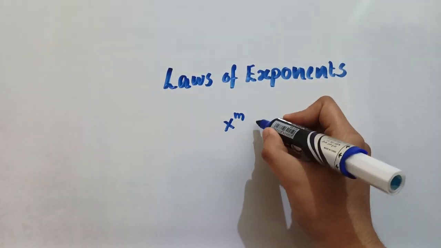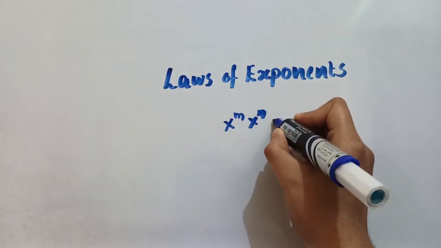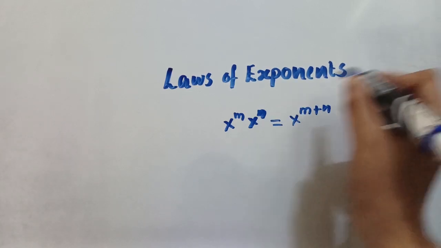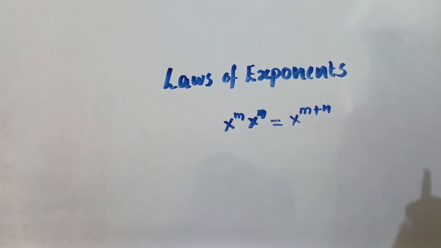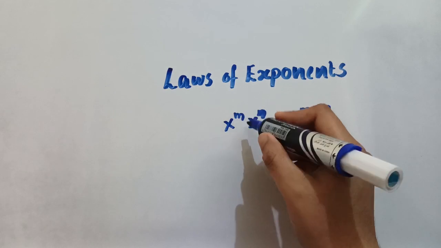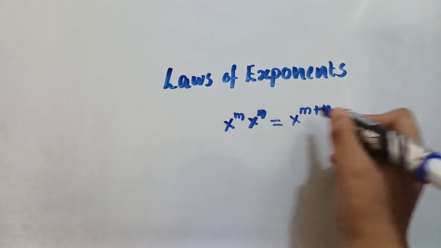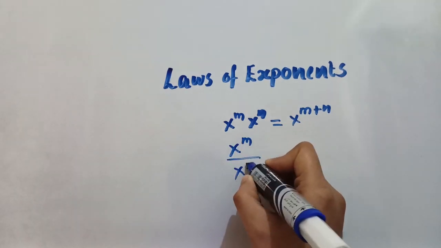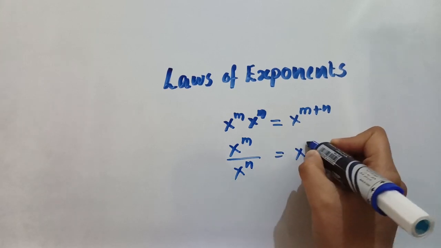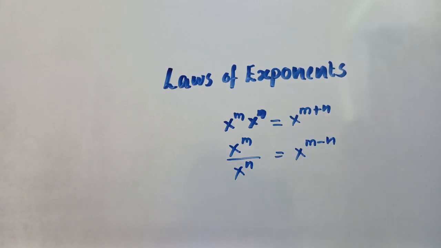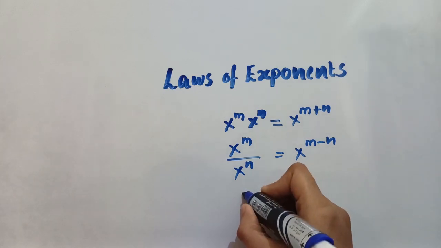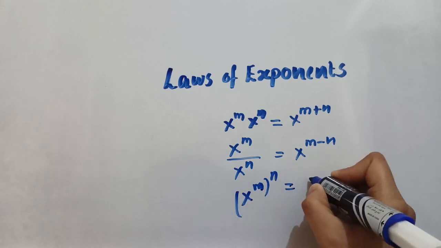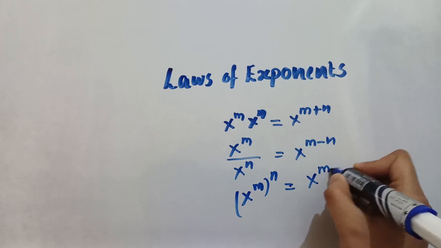Next we can discuss x raised to m into x raised to n, which is equal to x raised to m plus n, where x is base, m and n are exponents. If x raised to m times x raised to n, then we will get x raised to m plus n. Similarly, x raised to m by x raised to n, which is equal to x raised to m minus n. Similarly, (x raised to m) all raised to n, which is equal to x raised to mn.